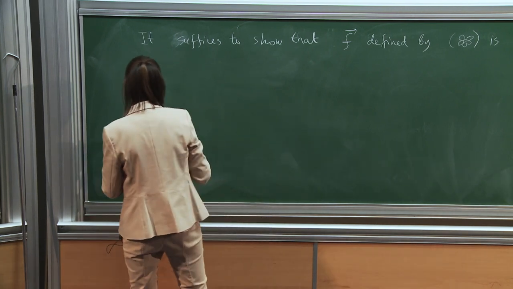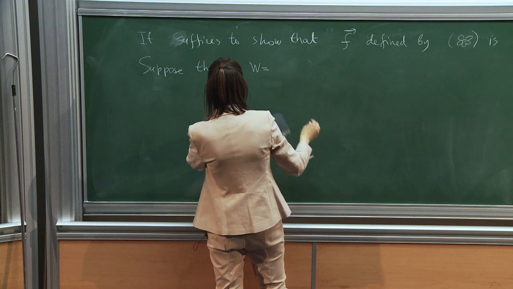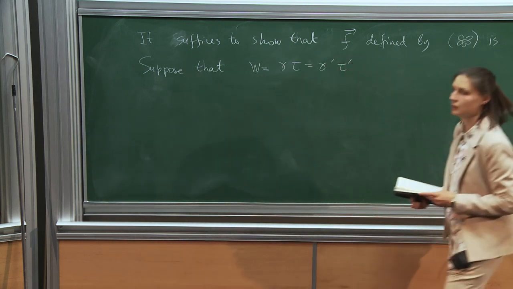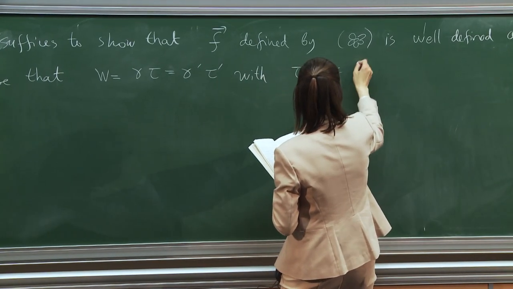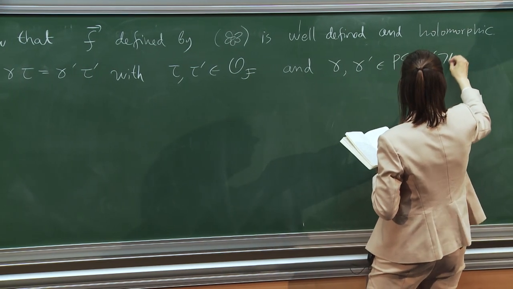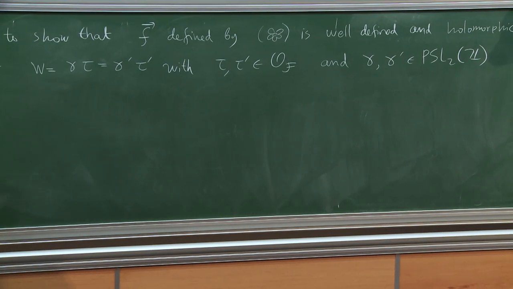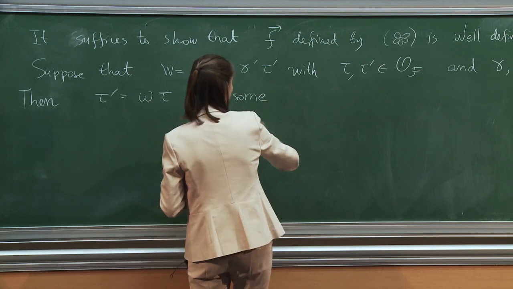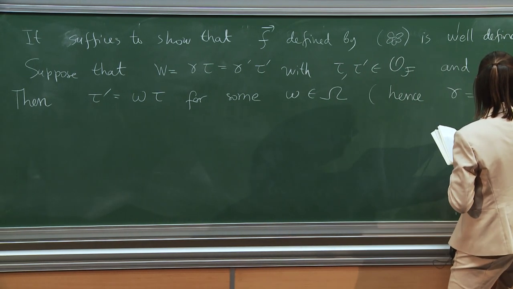So what we will do: suppose that this W has two presentations. Suppose it has two possible presentations with two different elements in OF, and gamma and gamma prime in PSL2Z. Then what we know, by our definition of the set omega, is that tau prime has to be omega times tau for some omega in our set capital omega. And from this we also see that gamma has to be gamma prime times omega.